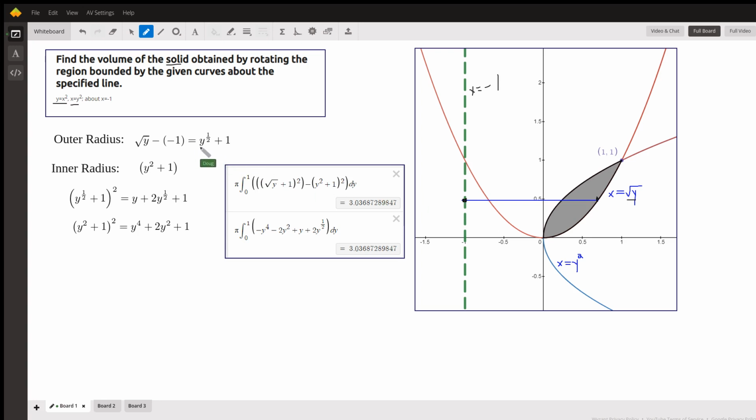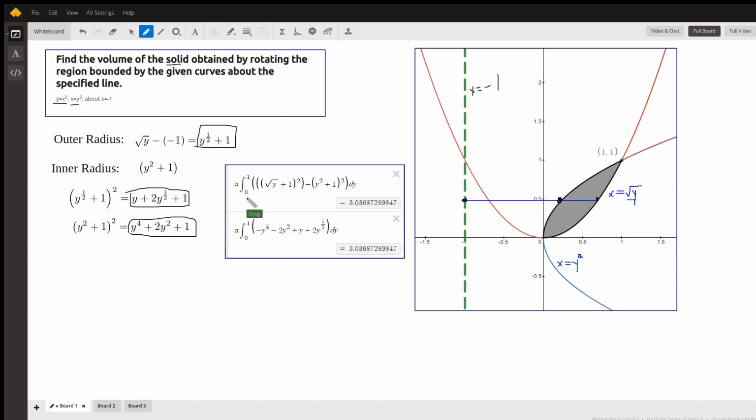So there's a formula for the outer radius. And here's the outer radius squared right here, squaring a binomial. The inner radius is the distance from here to here. And the x coordinate of this point is y squared for every y between 0 and 1. And so the distance, or the inner radius, is y squared minus the -1.